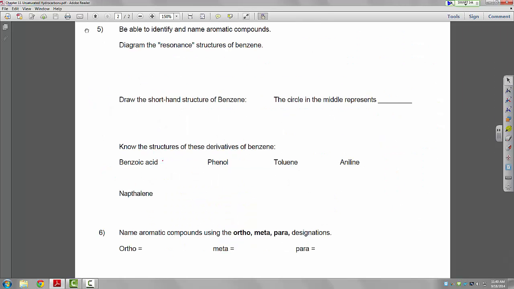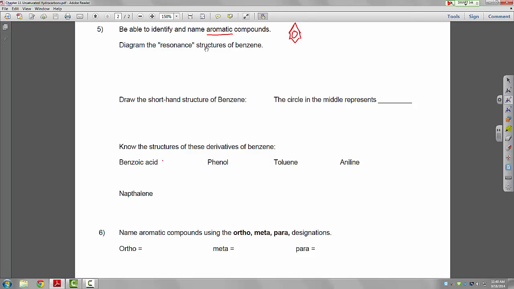All right, next in line. Be able to identify and name aromatic compounds. Remember, aromatic used to mean that these compounds all had an odor to them, and many do, but not all. Aromatic compound now really just means it's a derivative of benzene.